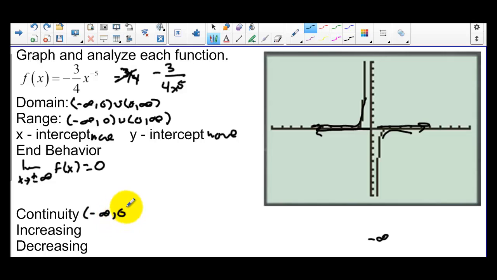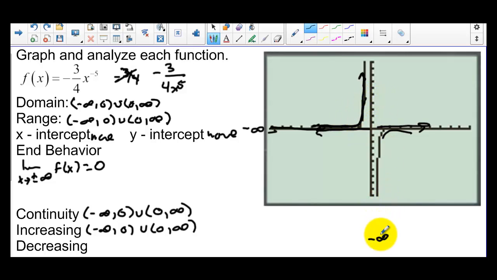Continuity, negative infinity to 0, union with 0 to infinity. The only discontinuity we have is another infinite discontinuity at 0. Increasing from negative infinity to 0, and also from 0 to infinity. As you start way over to the left with the x values, this function is starting above 0, and it slowly increases till it hits about 1, and then it increases very quickly. Well, then when you jump over 0 and start at 0, it's down at negative infinity, but then as you go from left to right again, this function is increasing very quickly, and then increases rather slowly to 0.